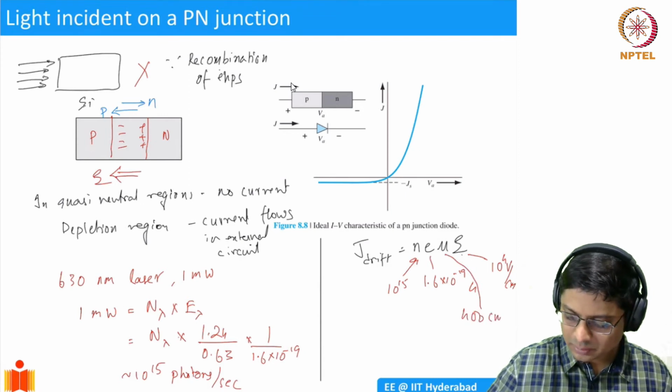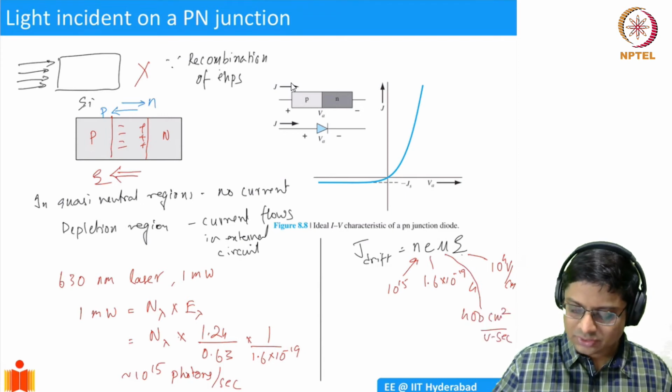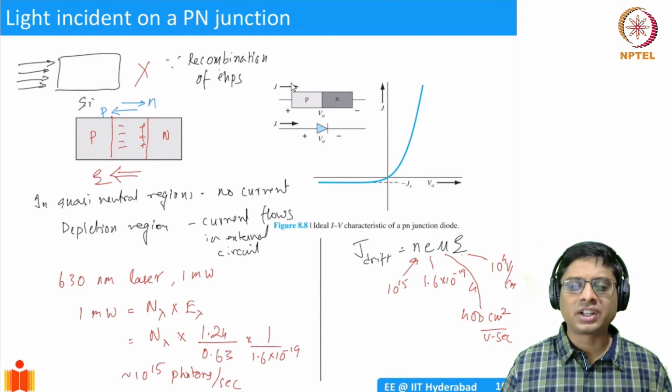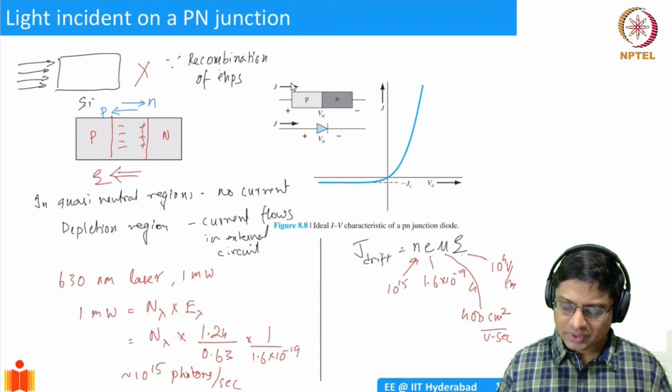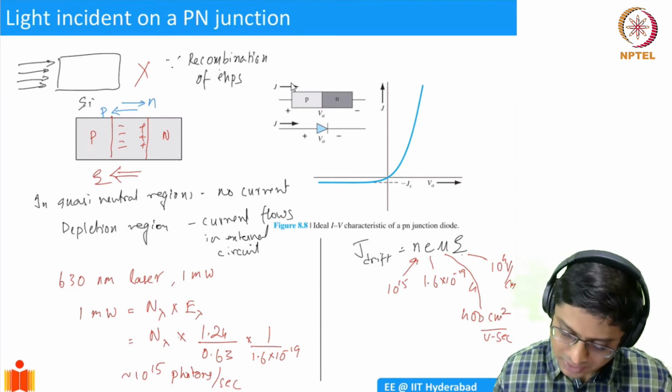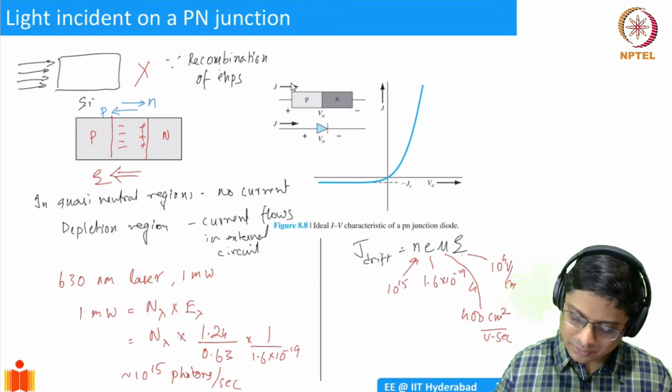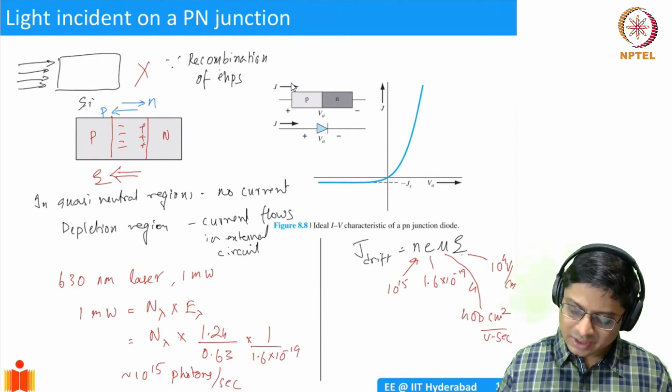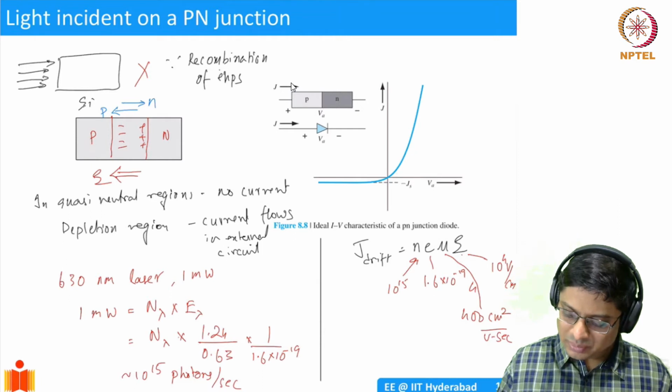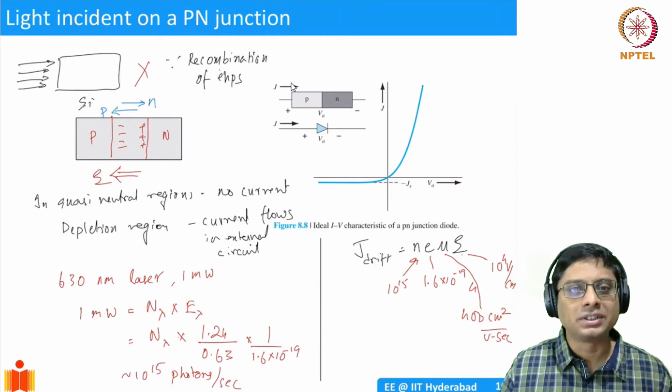400 centimeter square per volt second. Let's try to compute it. You can see how much is the current that flows in a PN junction. You will see that it is 10 power 15 and 10 power 19, so 10 power 4. So roughly it will be a few milliamps per centimeter square kind of current.